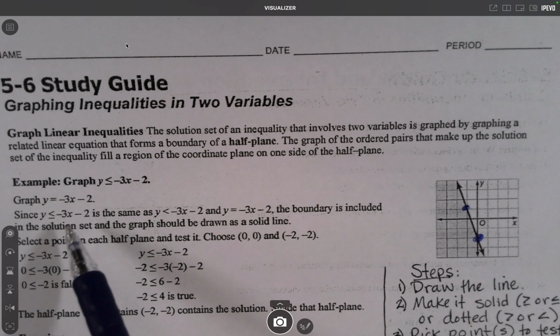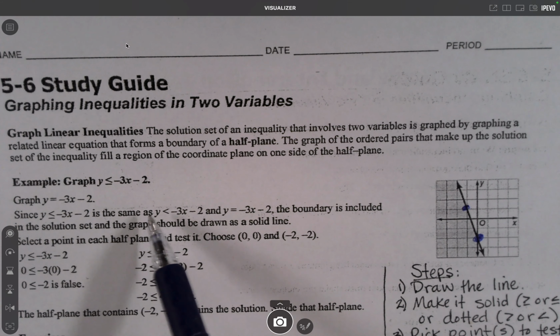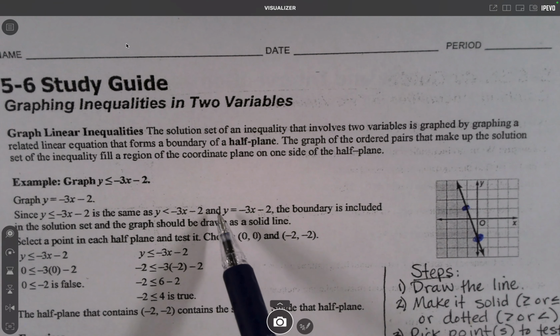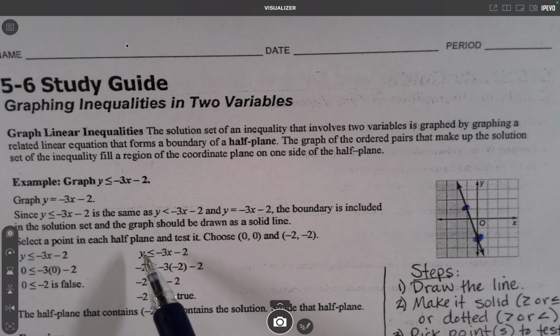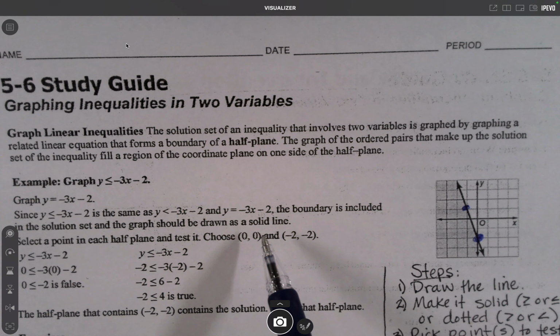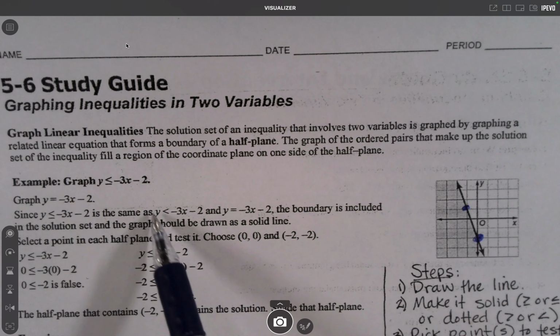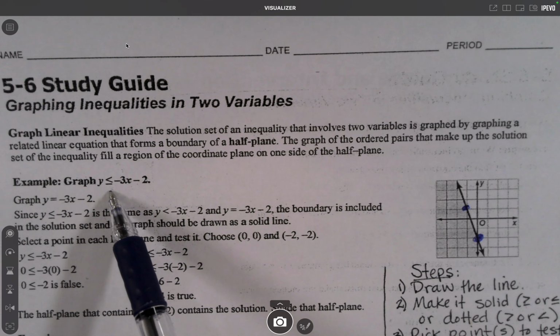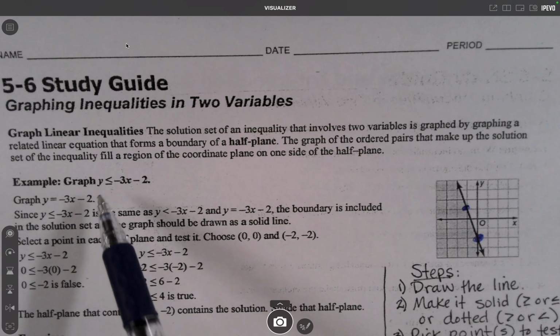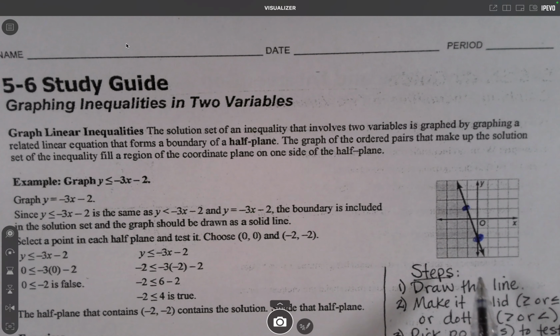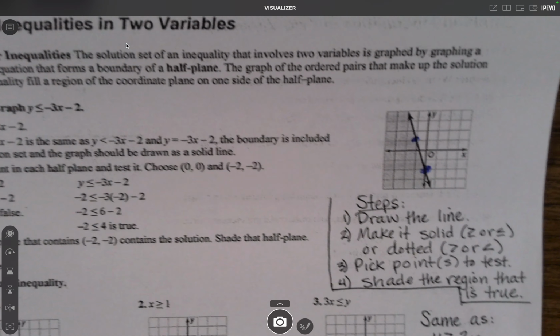Now, since y is less than or equal to this, it's the same as saying both y is less than -3x minus 2 and y is equal to -3x minus 2. The boundary is included in the solution set, so the graph should be drawn as a solid line. So the translation is, if there's an or equals to, you draw it as a solid line. Because since it's or equals to, that means the line itself is part of the solution. If it's just less than or just greater than, you'll draw a dotted line. So that's written here in the steps also.